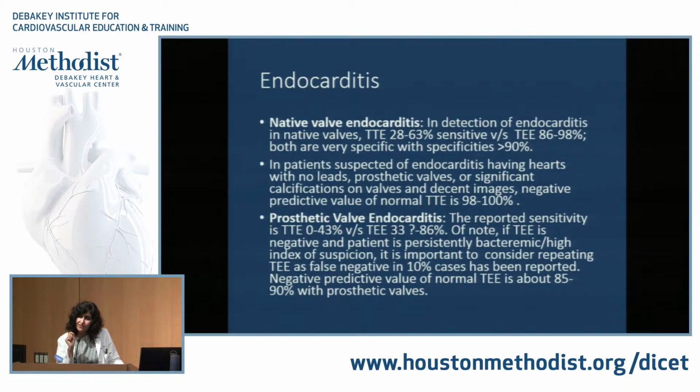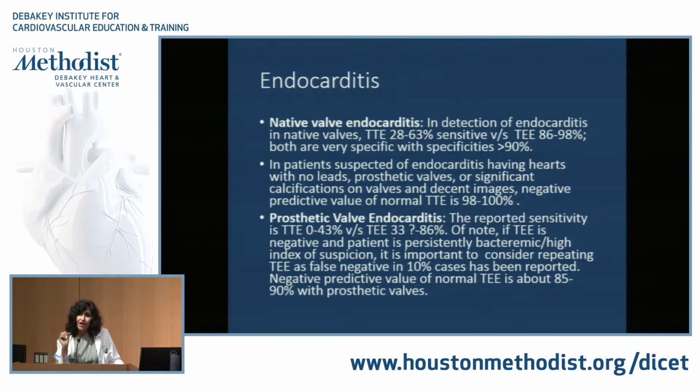One thing which I want to emphasize is the negative predictive value of a normal TEE or a transthoracic echo. Both of these have a great negative predictive value. On a transthoracic echo, if you have good quality images, you don't have any prosthetic valves, you don't have any leads, and you have decent images, and it is normal, then the chances you have endocarditis is pretty low. So the negative predictive value of a transthoracic is as high as 98 to 100%. This was a very elegant paper that was done by Dr. Zoghbi way back in '94.